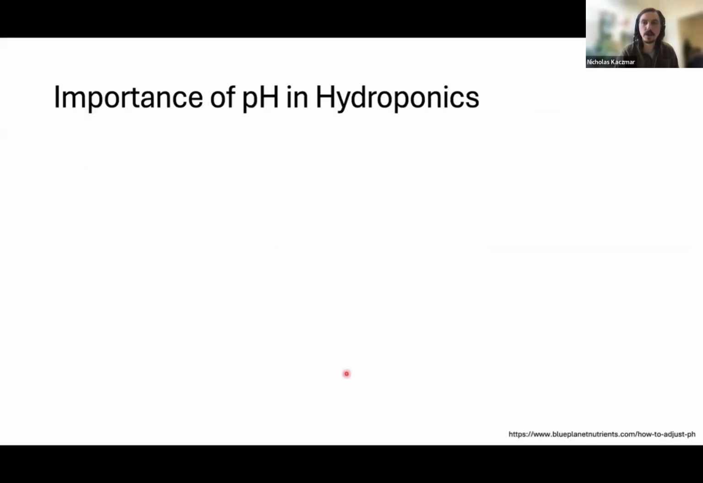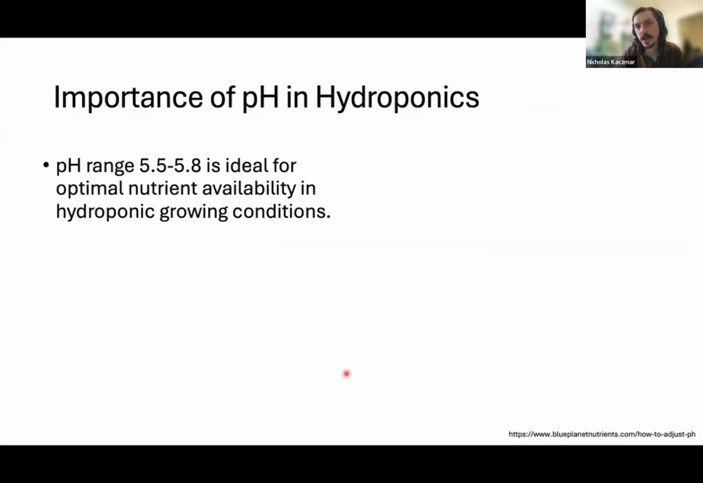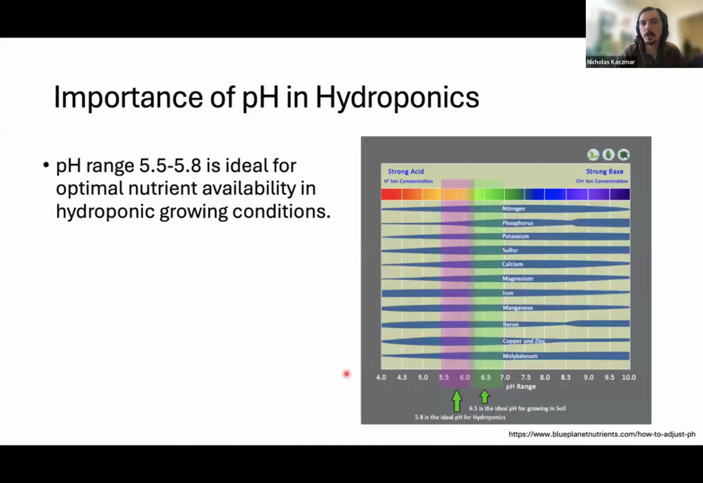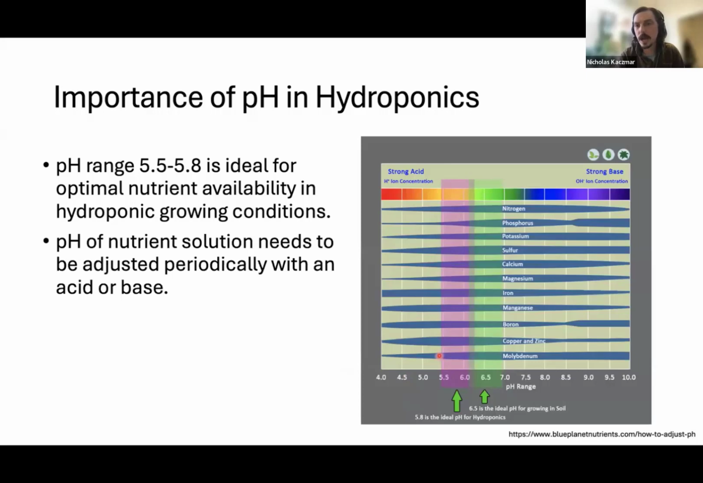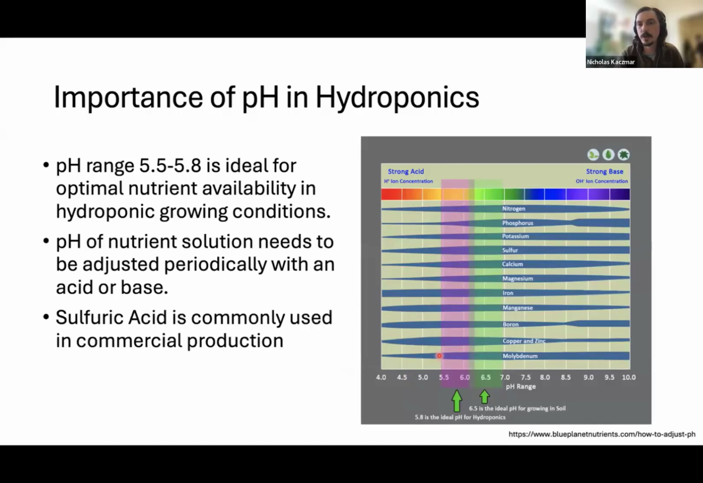So just a little bit of background, the importance of pH in hydroponics. The ideal range in hydroponic production is going to be a pH of 5.5 to 5.8 for optimal nutrient availability. So we often have seen this image of the major micro and macronutrients and their availability within the pH range. Periodically we have to adjust this with either an acid or a base to come into that ideal range. Typically within commercial production, that's going to be sulfuric acid.